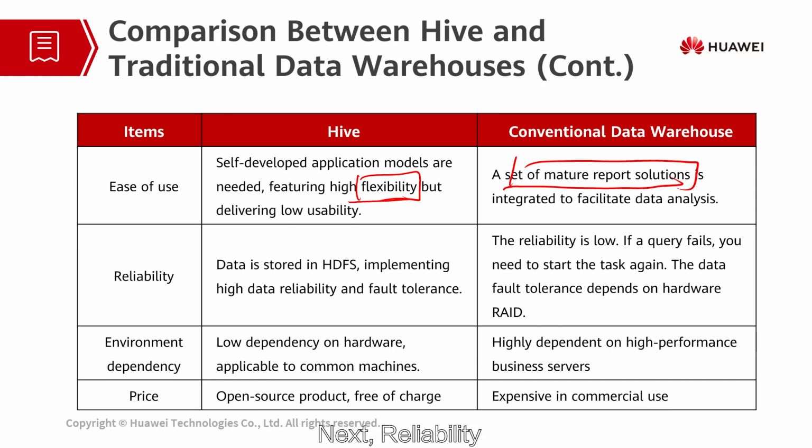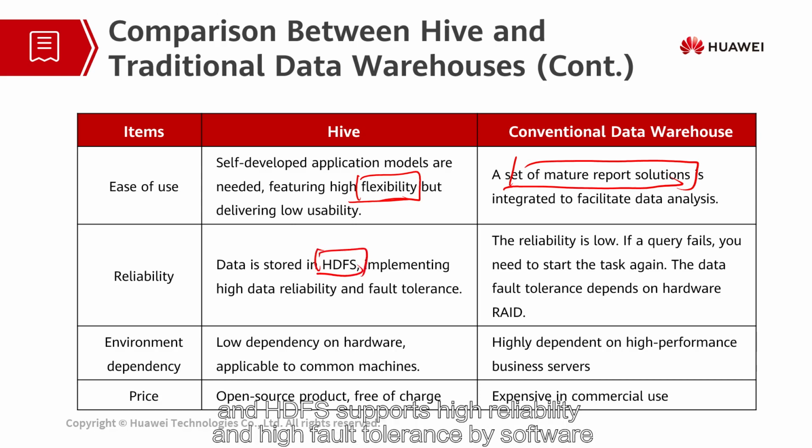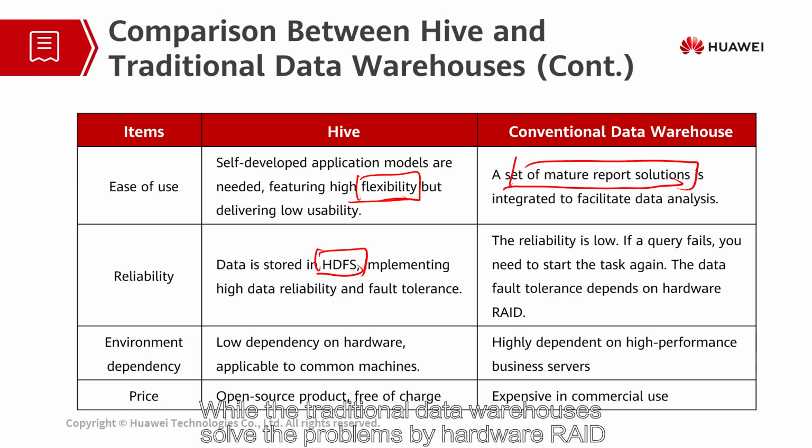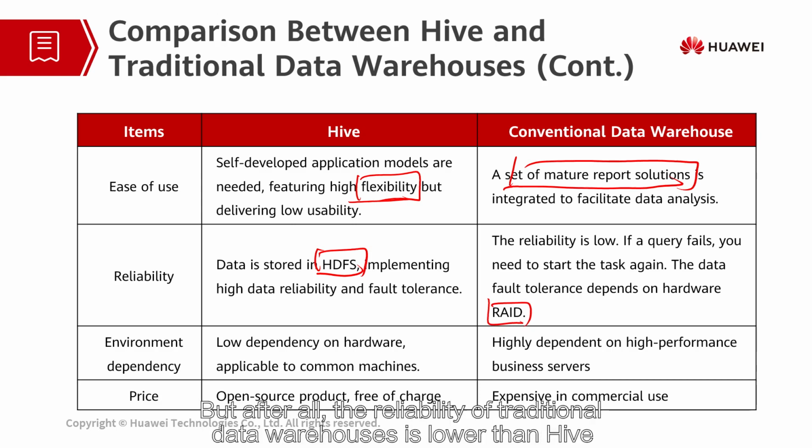Next, reliability. For this aspect, the reliability of Hive actually depends on HDFS. And HDFS supports high reliability and high fault tolerance by software. While the traditional data warehouses solve these problems by hardware RAID, which is also a redundant mechanism. But after all, the reliability of traditional data warehouses is lower than Hive.